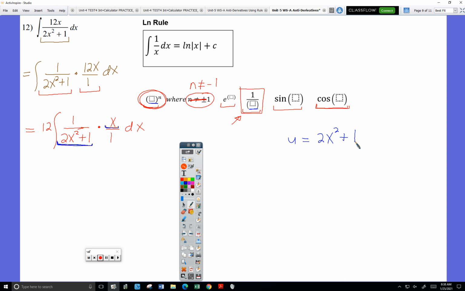Okay, you pick U, like so, write it down. You can't do this in your head, you'll mess it up, I promise. So U is 2x squared plus 1. The next step is to take the derivative of both sides of this equation with respect to x. So you always take the derivative with respect to the input variable.